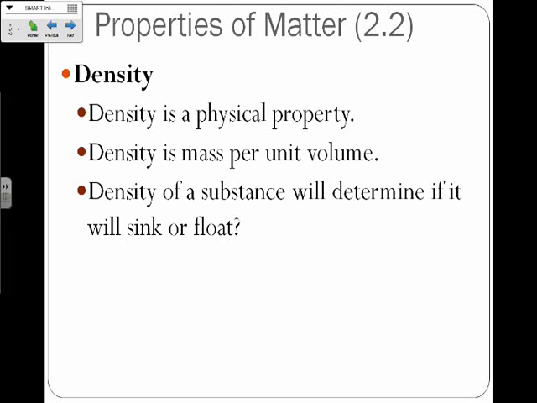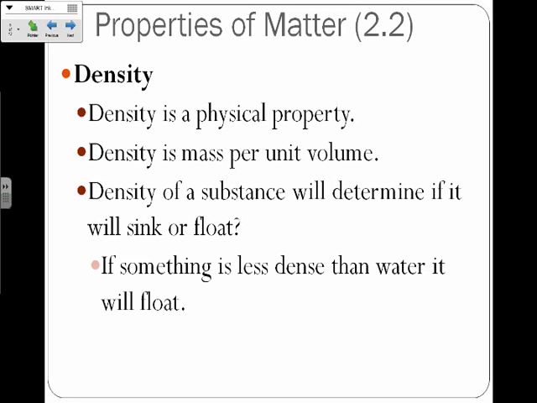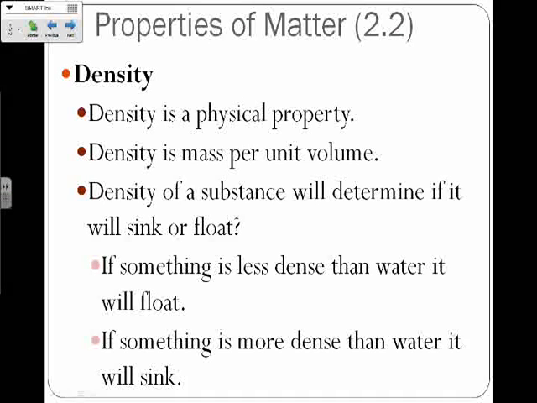The density of a substance will determine if that substance will sink or float. That's how we know if something's going to sink in a pool or the ocean or float in the pool or an ocean. If something is less dense than water, it will float. If something is more dense than water, it will sink. So a brick is more dense than water, so it sinks when it's in a pool.